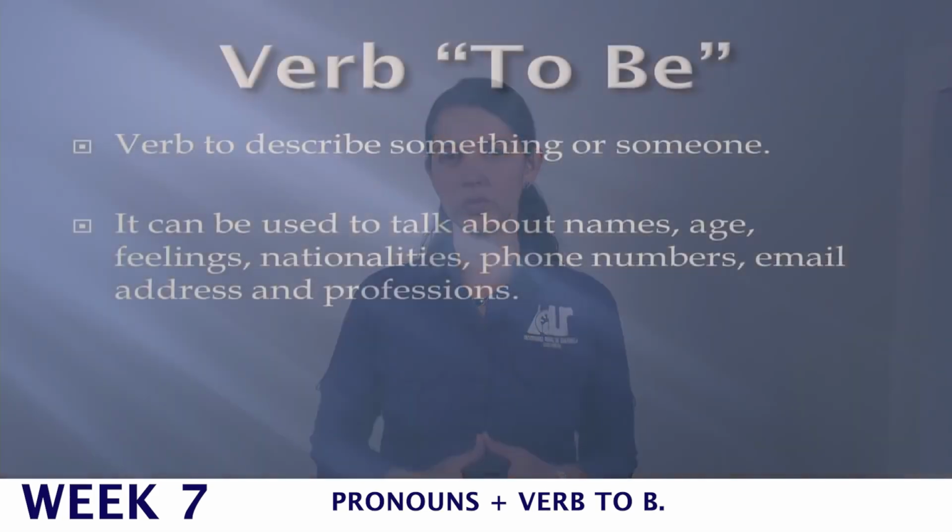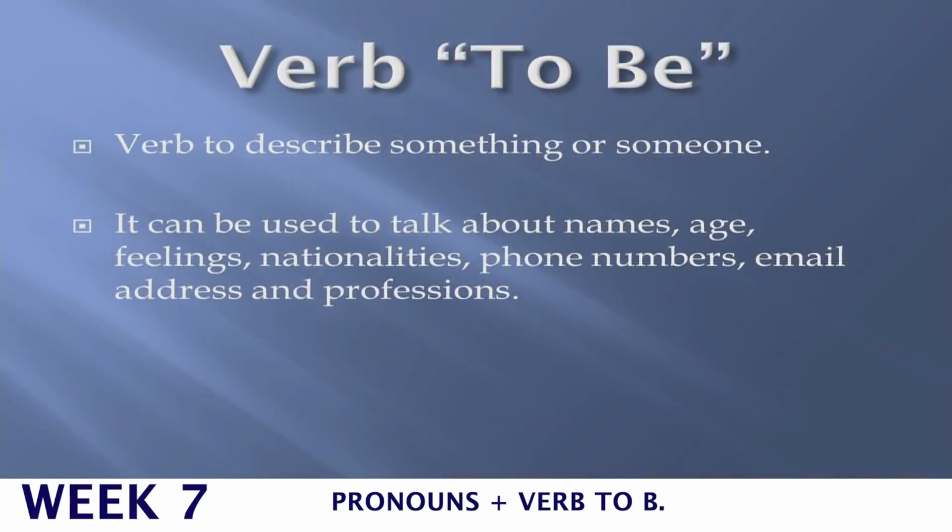So today we're going to start talking about the verb to be. The verb to be is a very basic verb that we need to learn in English. It's a verb that describes something or someone. It can be used to talk about names, age, feelings, nationalities, phone numbers, email address, and professions.